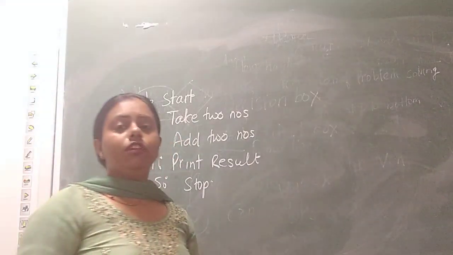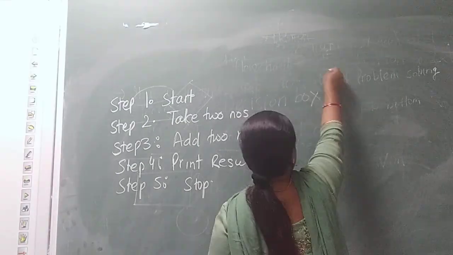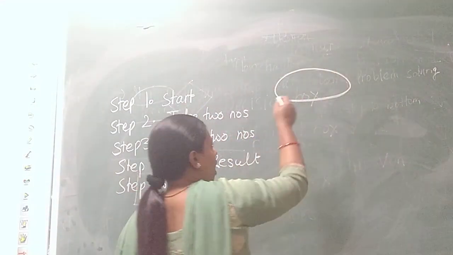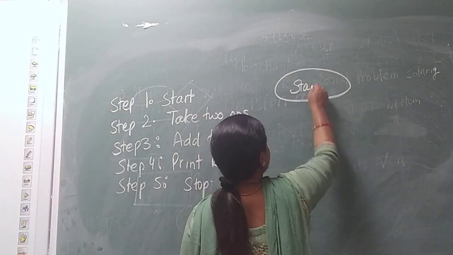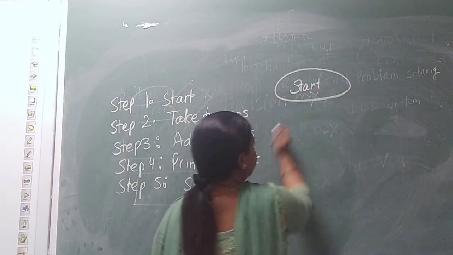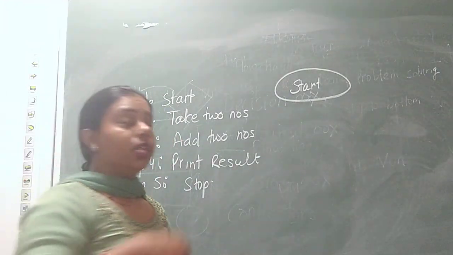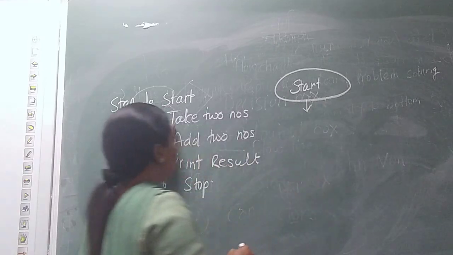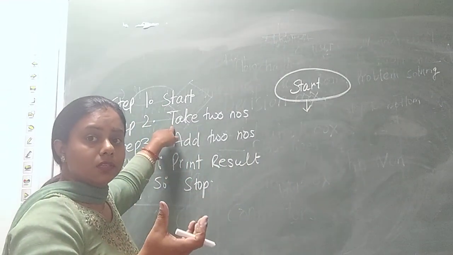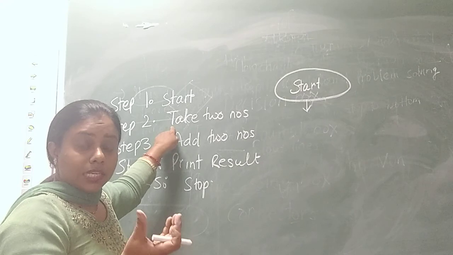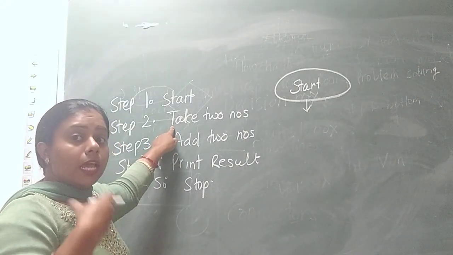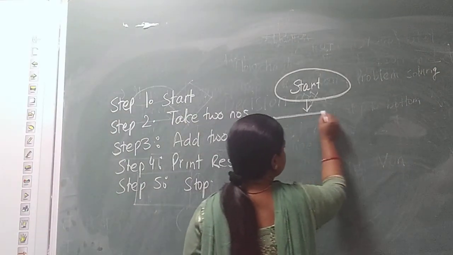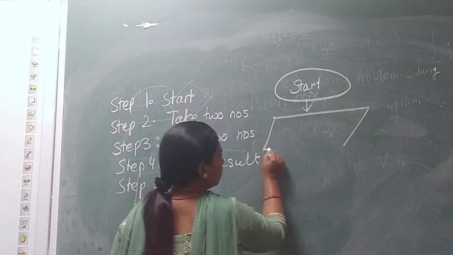First of all, we will use the start button. So this is our oval box. We always start a flowchart with this oval shaped box which represents the start. Now the next is take two numbers. This is the input. Okay? So we will use the input output box. So what is the input output box? This is your input output box.